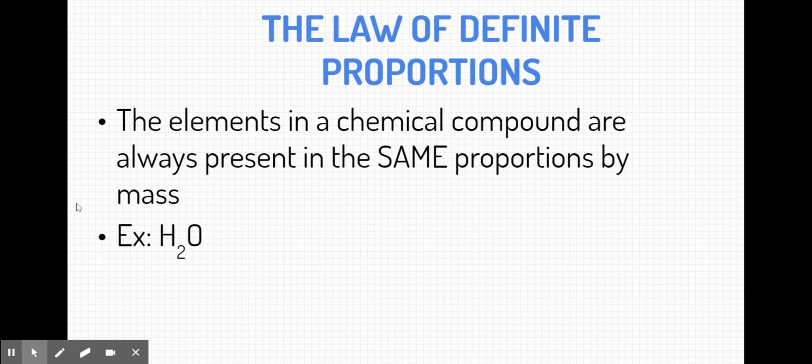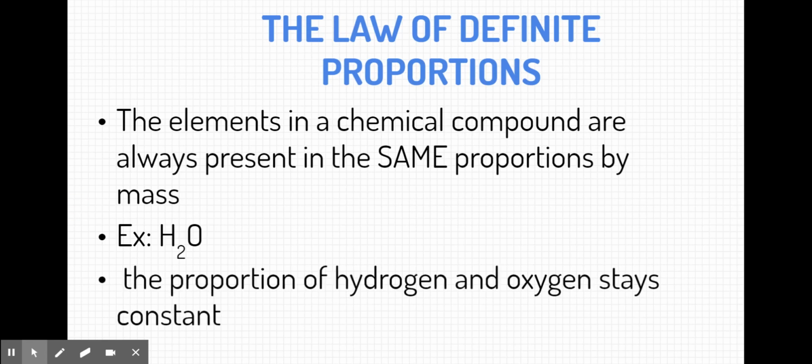For example, H2O is the formula for water. Water is always 2 hydrogens and 1 oxygen. Since those 2 hydrogen atoms always have the same mass, the proportion of mass that's due to hydrogen within each water molecule is constant, or the percentage of mass which is due to hydrogen within a water molecule is constant.